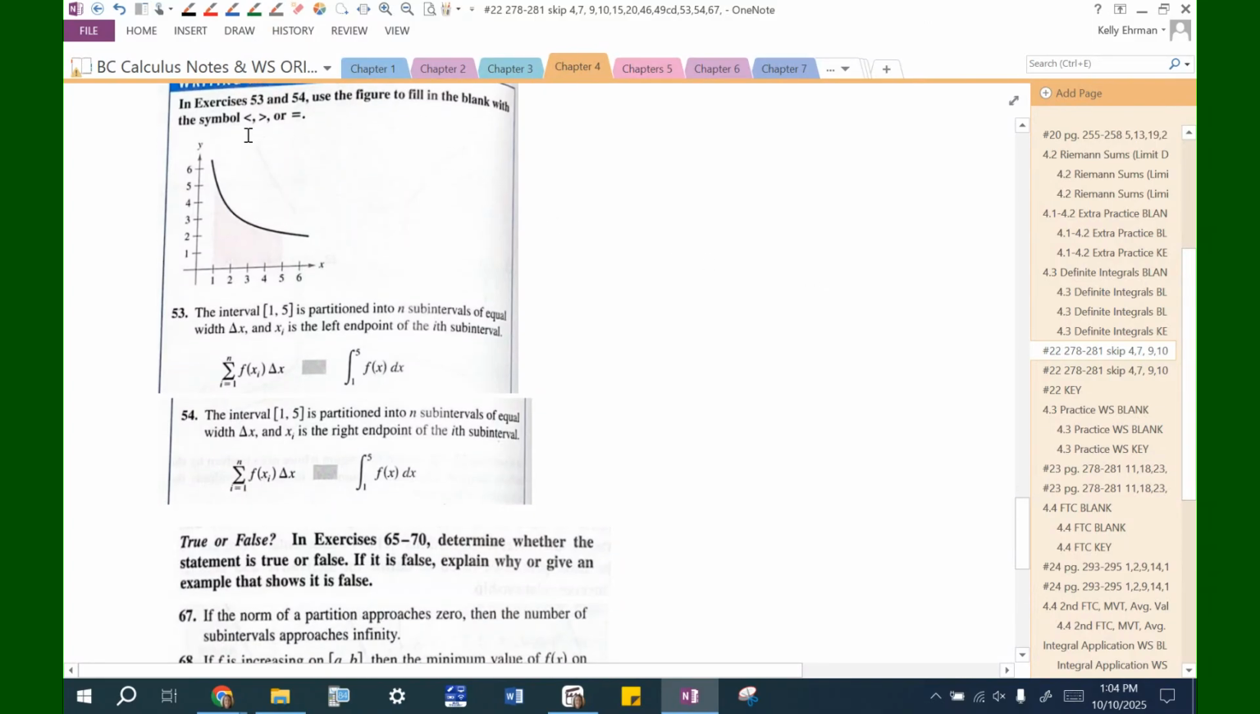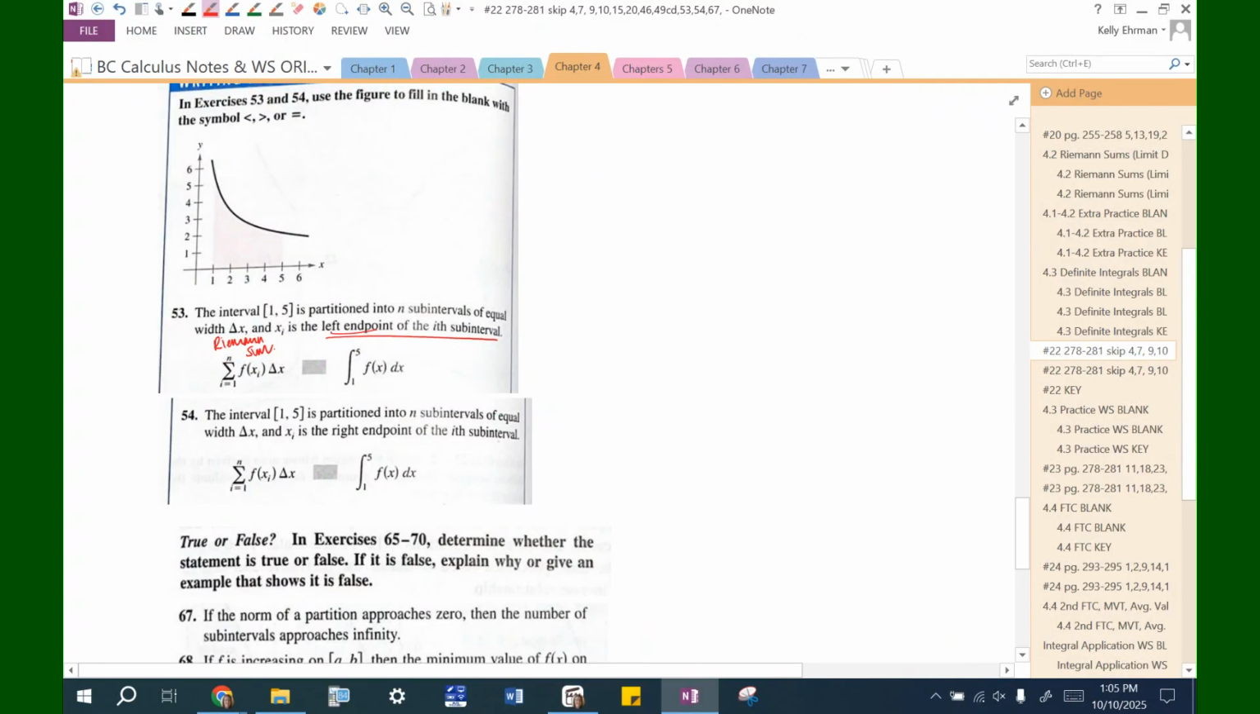Use the figure to fill in the blanks with a symbol less than, greater than, or equal to. The interval 1 to 5 is partitioned into n subintervals of equal width. X sub i is the left endpoint of the ith subinterval. So now this doesn't have limit notation, so this is just a Riemann sum. Just very fancy notation for a Riemann sum. We're stopping at n terms. So is the Riemann sum going to be an overestimate or an underestimate?